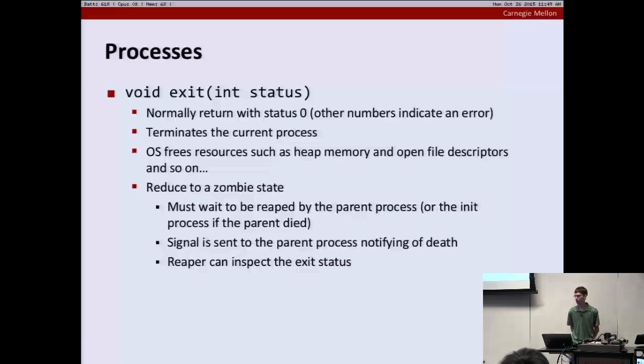So the parent process can check what that exit code was, if it wants to do something based on it, and then reap it. Or if the parent has already died before the child, there's the program that's sort of the base program that everything is a descendant of, which is called init, will handle reaping it, so that it doesn't just sit around forever. And when this happens, a signal is sent to the parent so that the parent can use that signal to know that it has something to check.